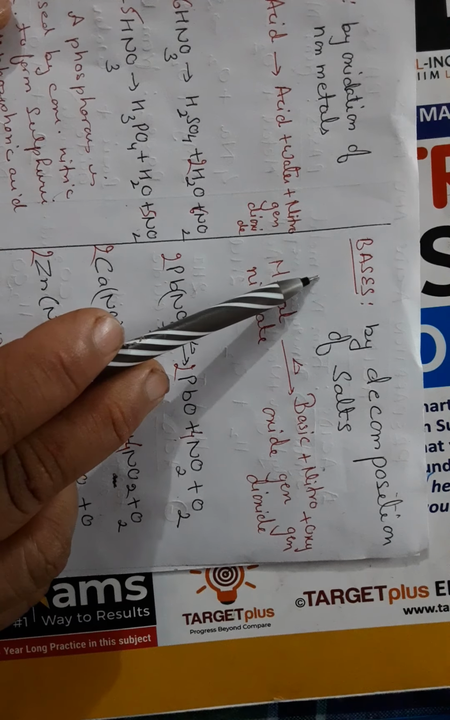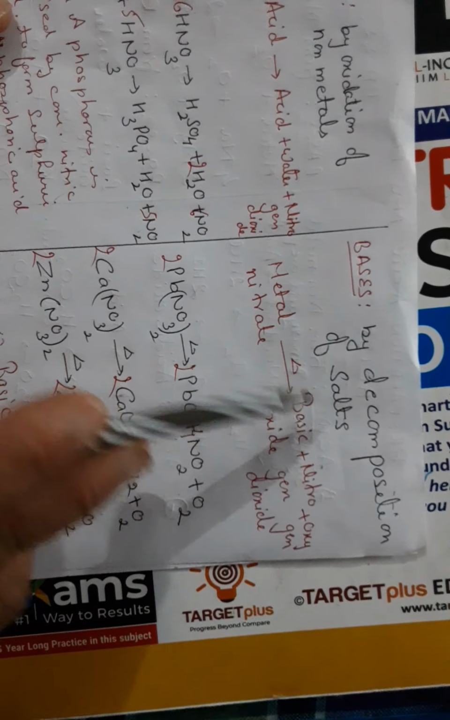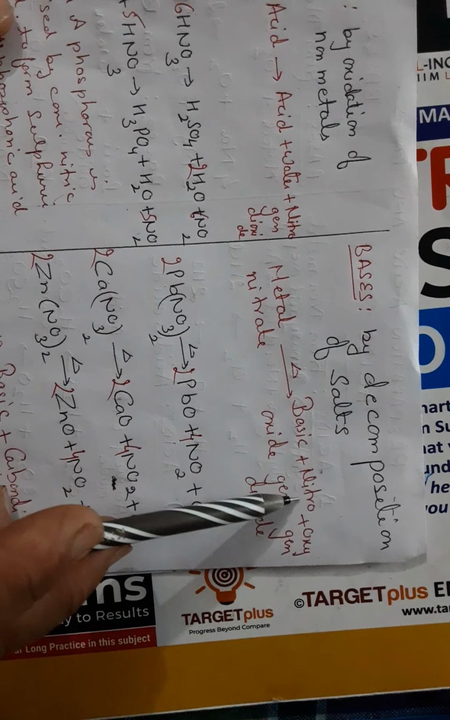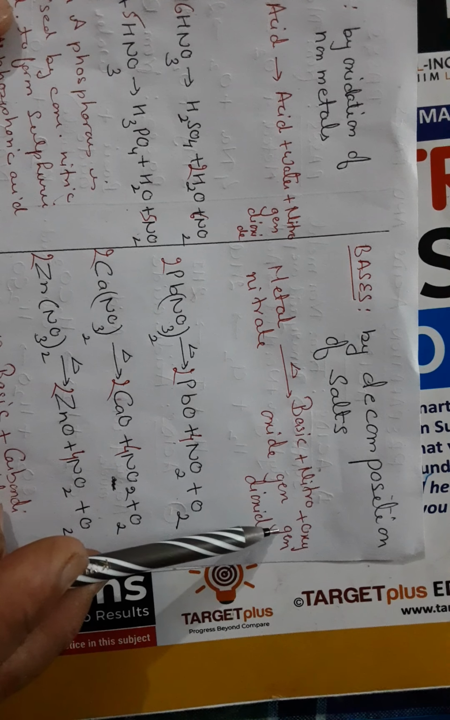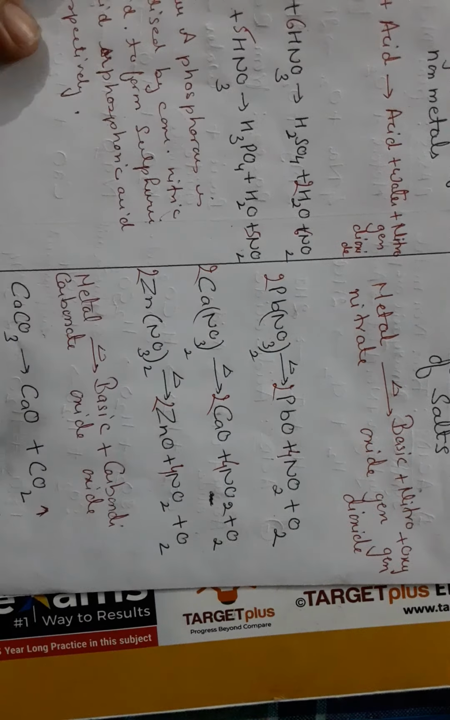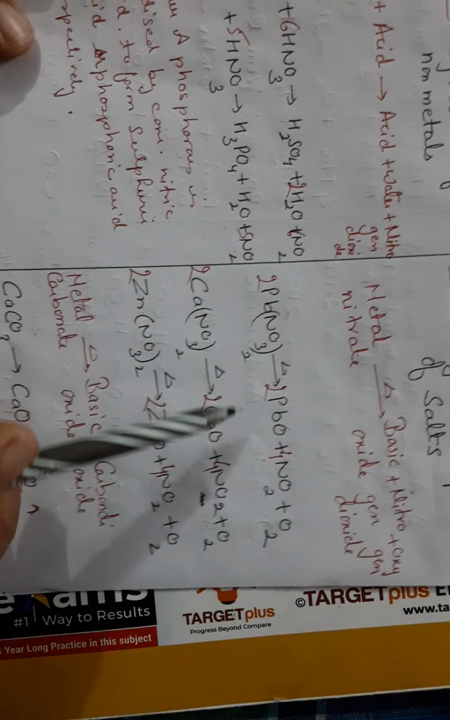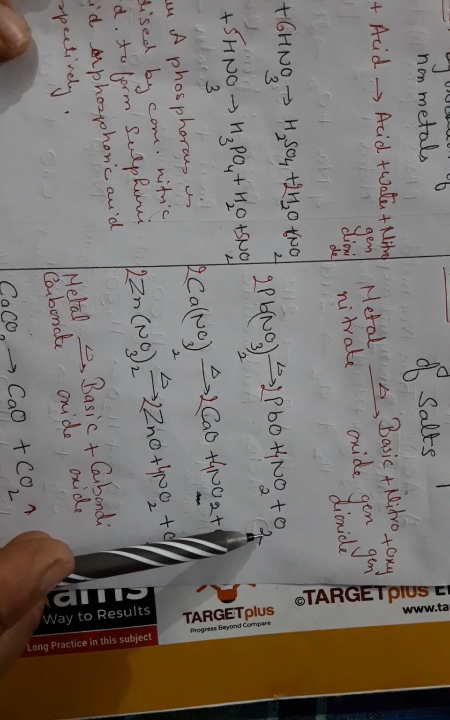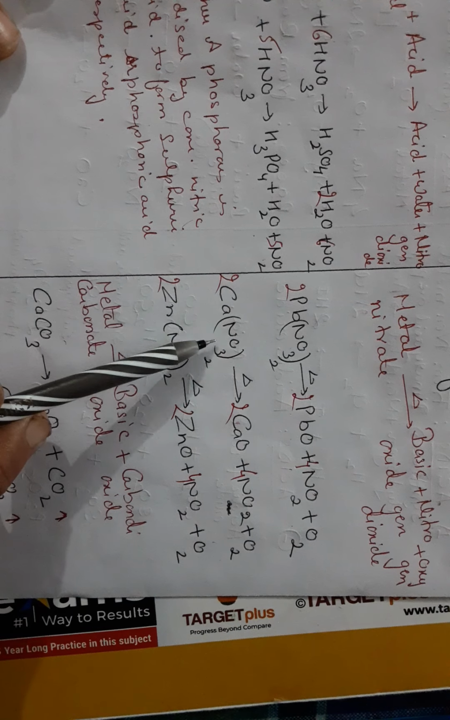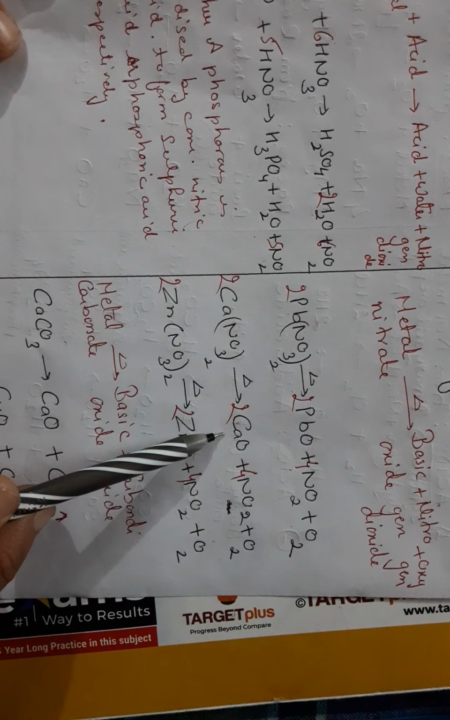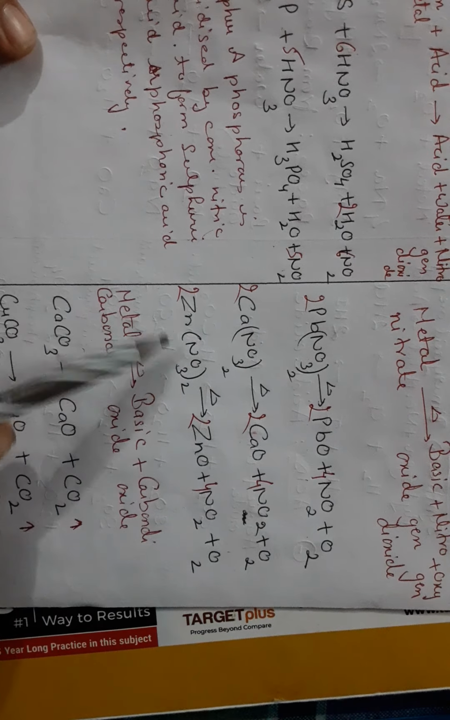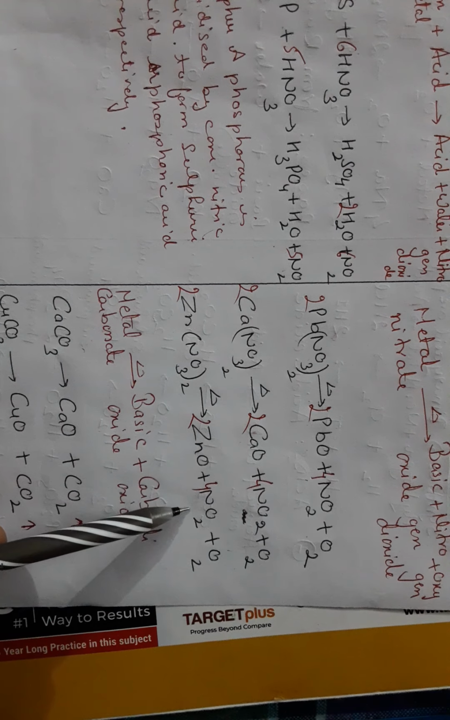Now bases, by decomposition of salts. When metal nitrates are heated, basic oxide plus nitrogen dioxide and oxygen gas are liberated. When lead nitrate is heated, lead oxide, nitrogen dioxide gas and oxygen gas are liberated. When calcium nitrate is heated, calcium oxide, nitrogen dioxide and oxygen gas are liberated. When zinc nitrate is heated, zinc oxide plus nitrogen dioxide plus oxygen gas are liberated.